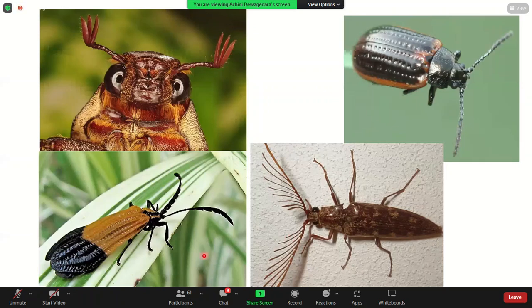According to how they live, according to their living habits, all these antennas, not only antennas, their whole body is modified according to how they live, how they eat, how they move.